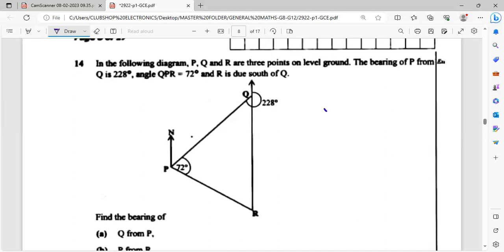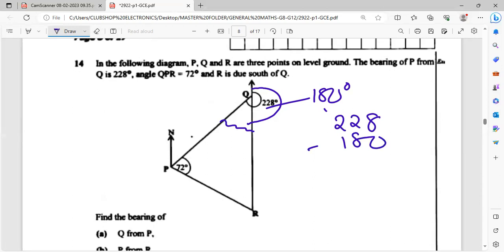So you know that from here to there, it is 180 degrees. All right. So you can find the difference. You can find this angle inside by saying 228, minus 180 degrees. So what do you get? This is 48. All right.